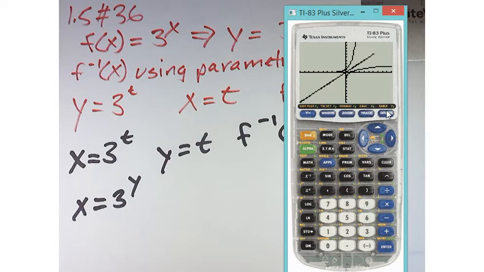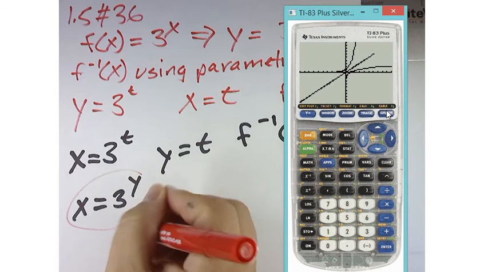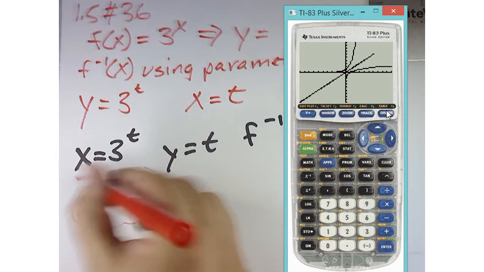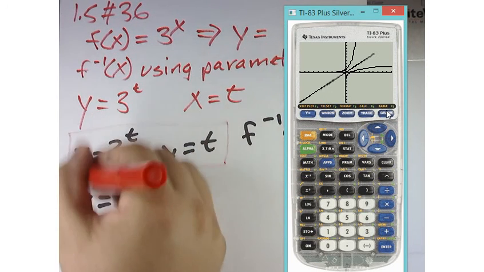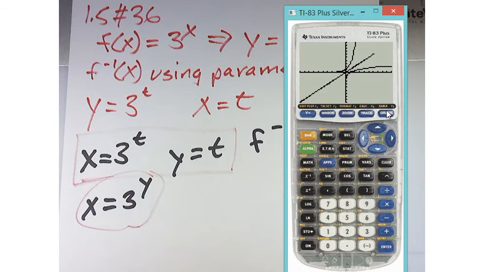And that's it. That's all they want us to do. We do not have to worry about switching this to a Cartesian equation. This is technically the answer: x equals 3 to the t, y equals t.